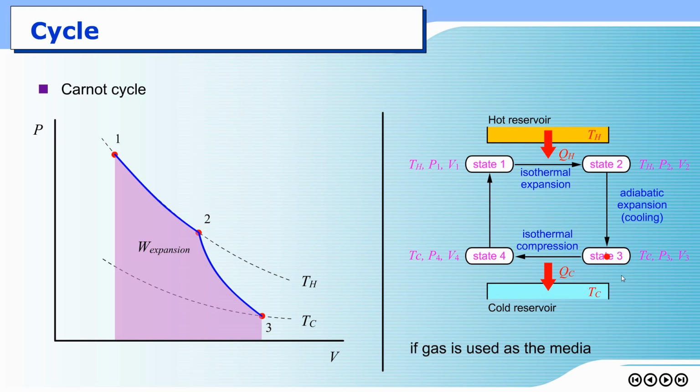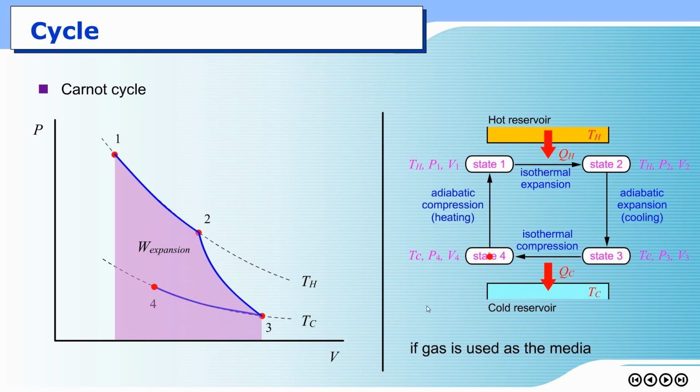Then from state 3 back to state 4, that's isothermal compression, which is the opposite direction of state 1 to 2. Okay? Both of them are isothermal, but this time it is isothermal compression. Since it is isothermal at Tc, the state would move along this isotherm Tc. Since it is compression, the volume is supposed to be smaller. So we move from here, from 3 to 4, along the isotherm Tc like so. And then from 4 to 1, we just close the loop.